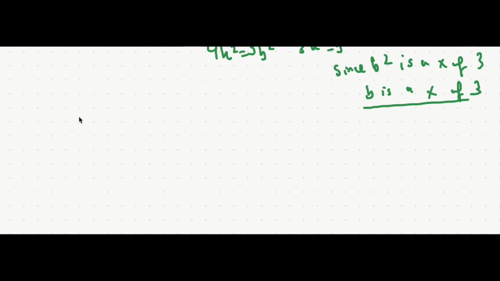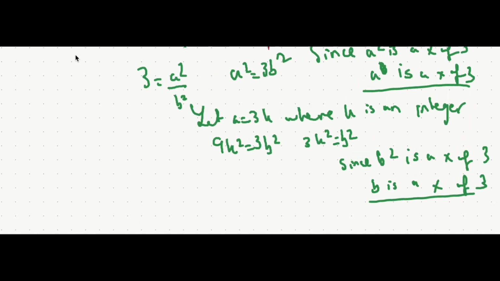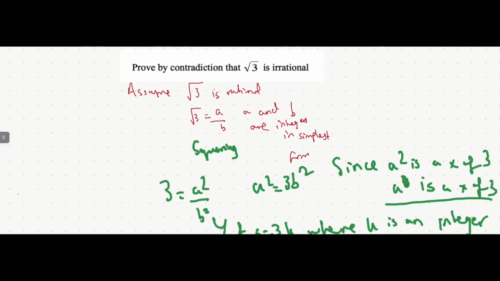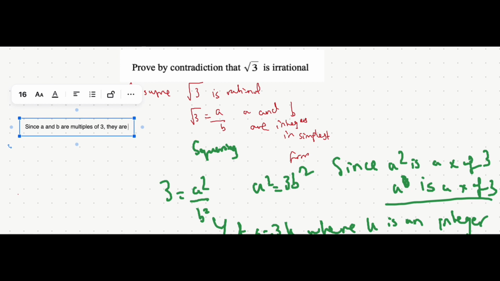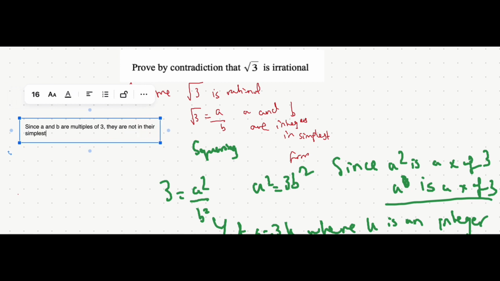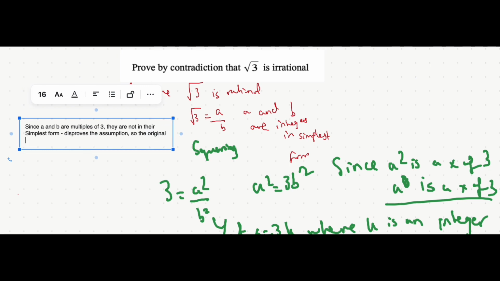So let's try that out. Actually, I'm going to do it here just so you can see the rest of the working out while I do it. We can say, since a and b are multiples of 3, they are not in their simplest form. You can say that this disproves the assumption, and so once again the original conjecture holds true. Conjecture holds true. Yeah, great.